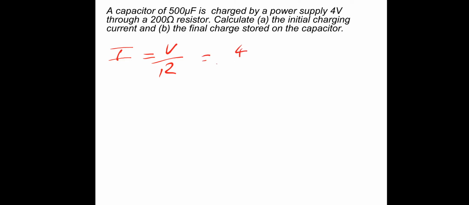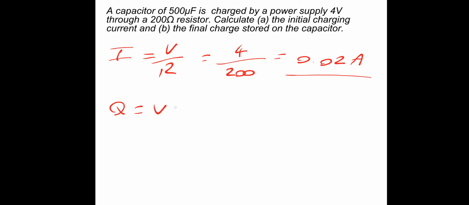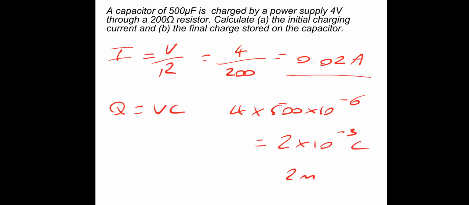So the voltage is 4 divided by resistance of 200, which gives a current of 0.02 amps. Then to get the final charge, we need to do Q equals VC. So the voltage is 4 volts multiplied by the capacitance 500 microfarads times 10 to the minus 6. So that gives us 2 times 10 to the minus 3 coulombs, or 2 millicoulombs. Pretty straightforward. Let's move on to the next one.